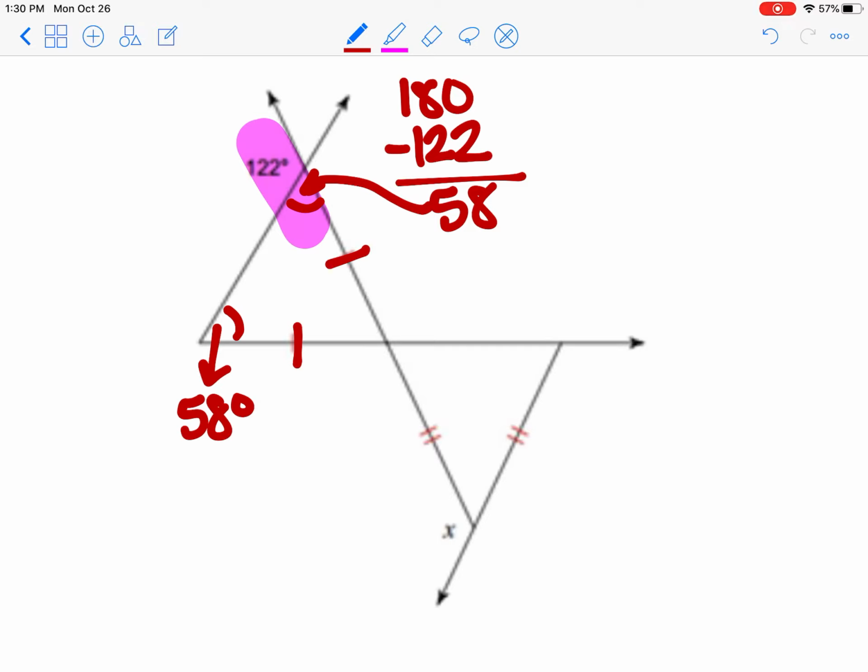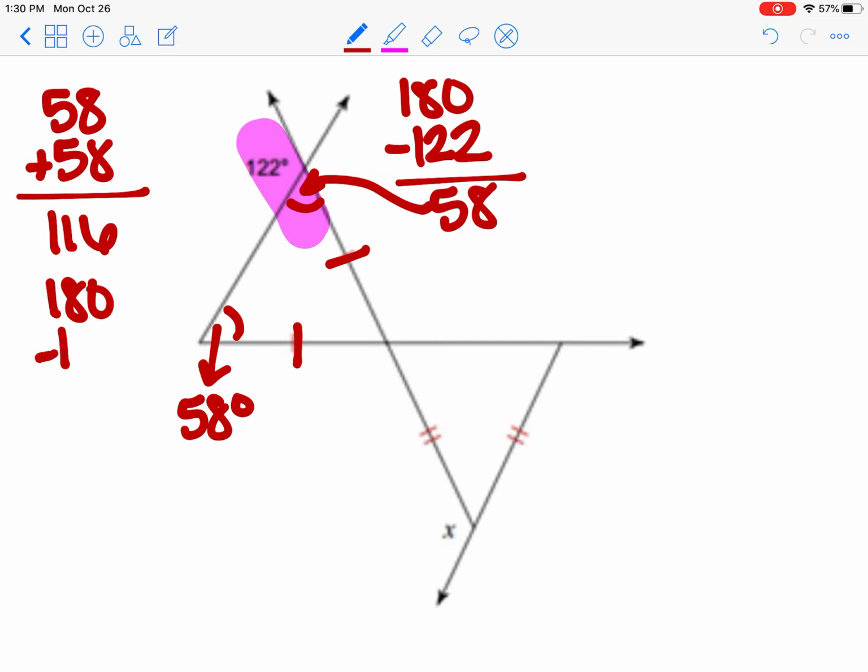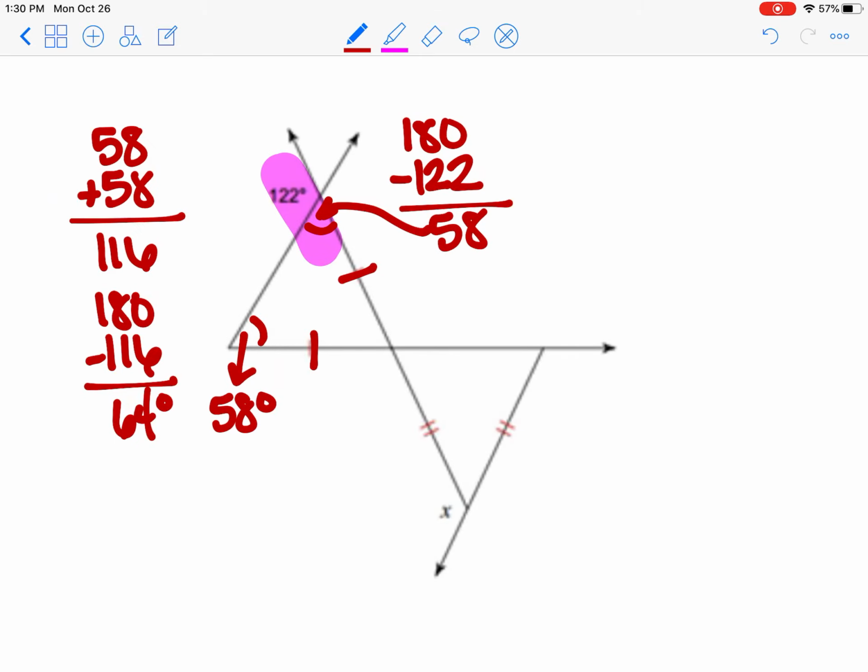Then, because I know all angles in a triangle add up to 180, we could add up 58 and 58, which gives us 116. Subtract that from 180, and that gives us 64. And so that would be your vertex angle at the top. Then I could use vertical angles here. Both of those would be 64.